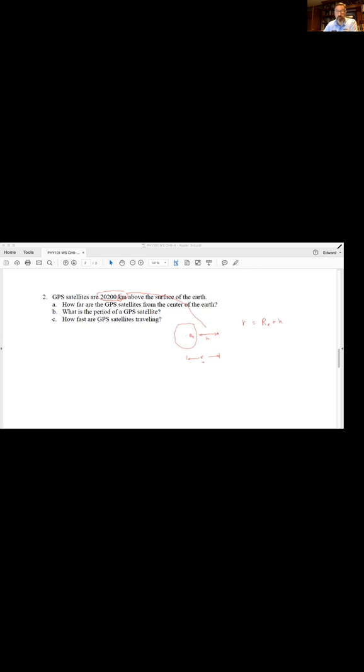There's your GPS satellite. So that's one for everybody, even the people not doing this problem. When you see it on an exam or one of the homework problems, that's what you've got to remember to do.